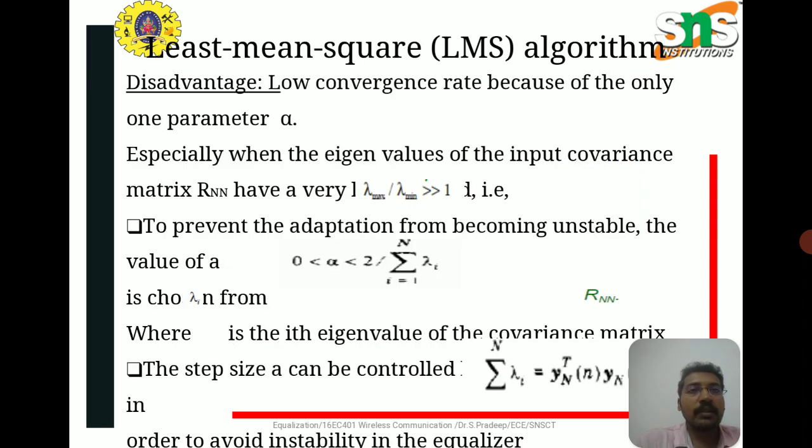The disadvantage of least mean square error algorithm is low convergence rate because of the only one parameter alpha, especially when the eigenvalues of the input covariance matrix have a very small number. To prevent the adaptation from becoming unstable, the value is chosen as from the given equation. The step size can be controlled in order to avoid instability in the equalizer.